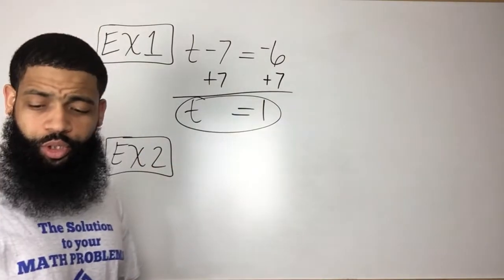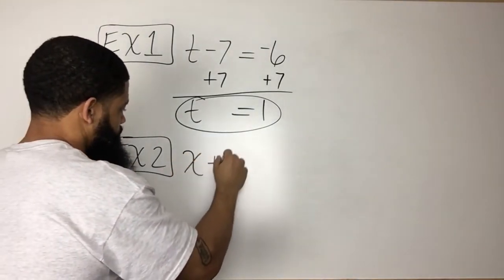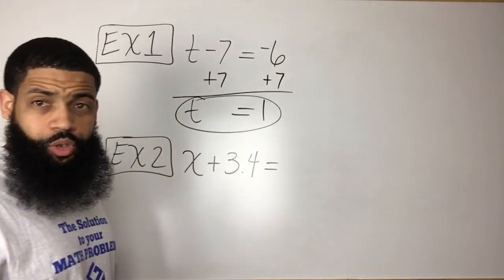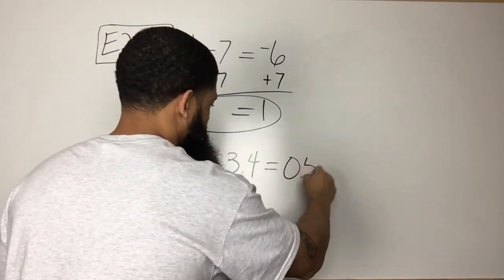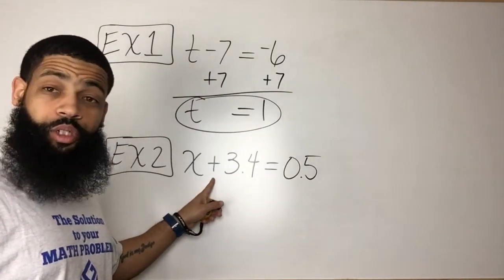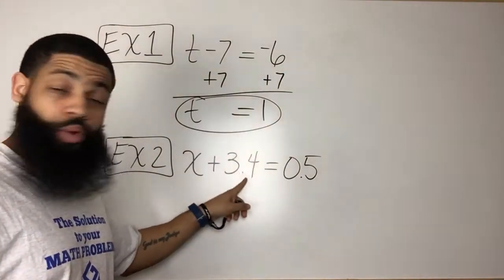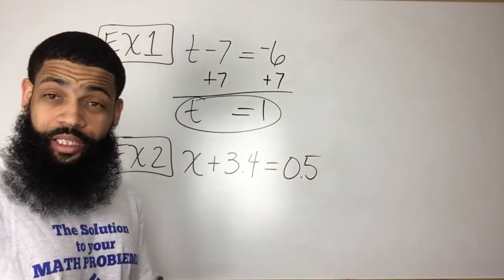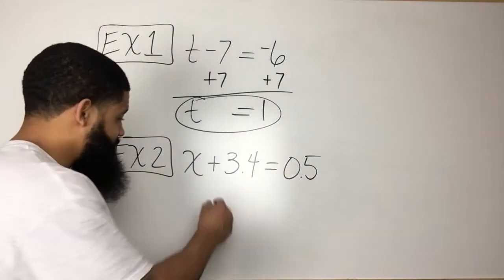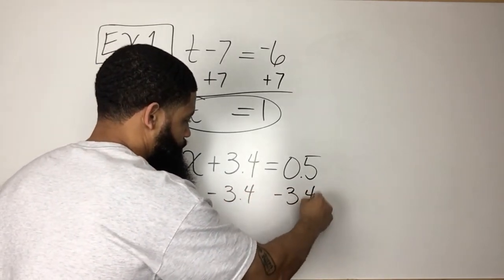And in example 2, I want to use x plus 3.4 is equal to 5/10. All right. Now, in this case, I still want to get x by itself. Well, the opposite of adding 3.4 to some number is subtracting 3.4. And so as long as I subtract 3.4 from both sides, then this equation also remains balanced.